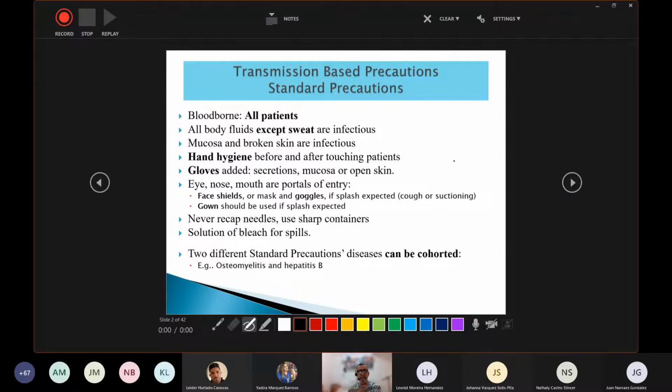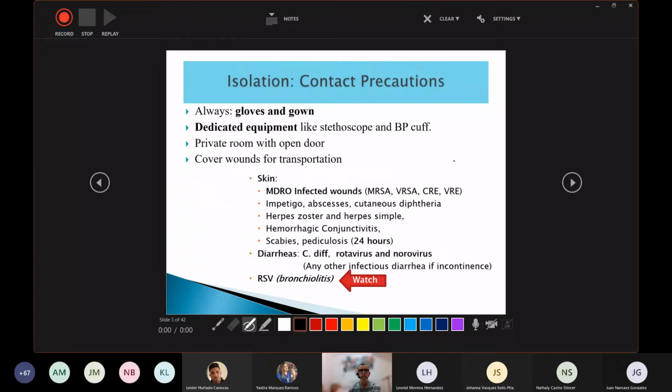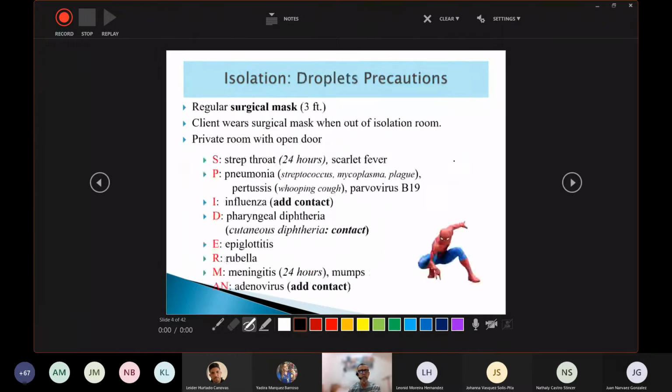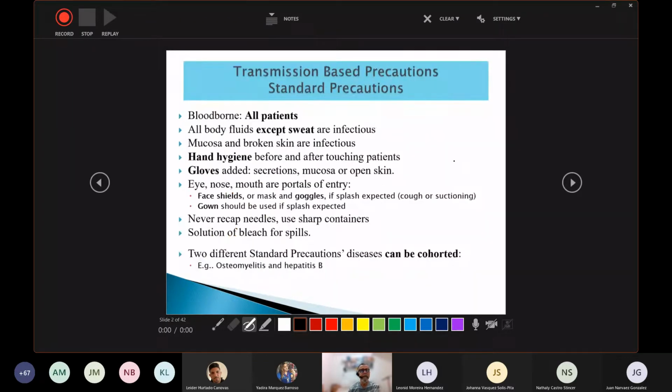Remember that everybody, independently of the disease, infectious or not infectious, is a standard precaution. So everybody is a standard precaution. You can add to the standard precaution other isolation precautions like contact or droplets or airborne. But everybody is a standard precaution. So it's the first concept.